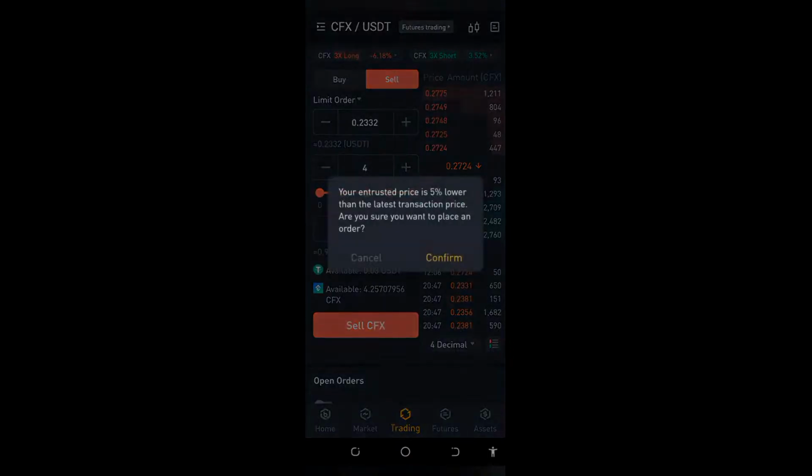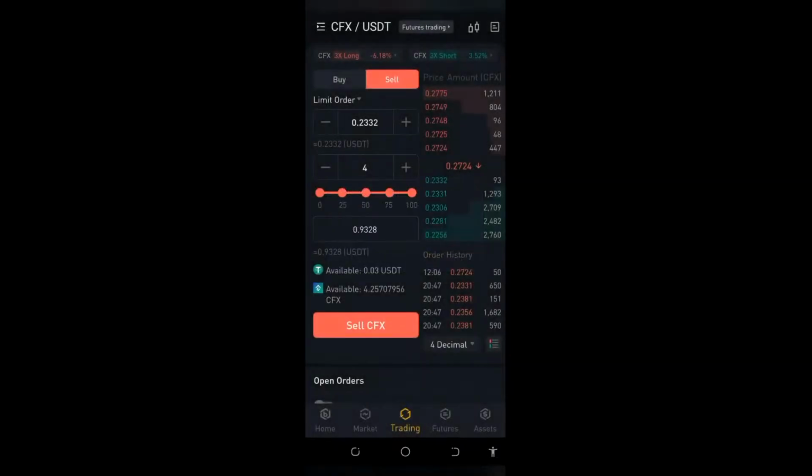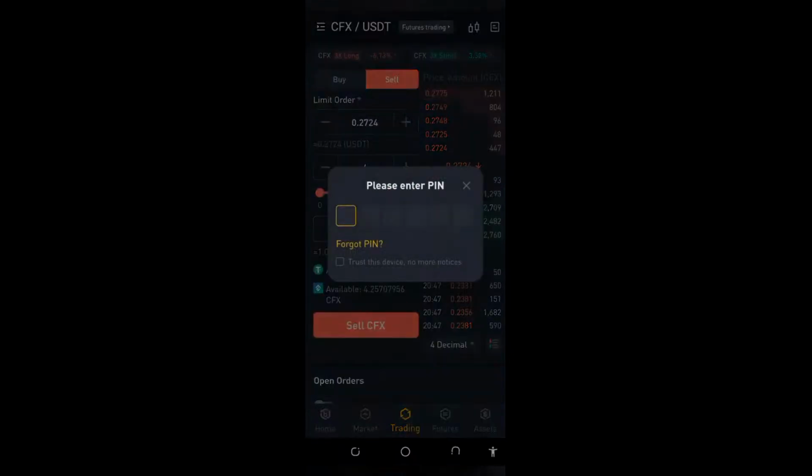So let's see whether this is going to go. Oh, what did it say? It said your entrusted price is 5% lower than the latest transaction price. Are you sure you want to place an order? But I don't want to place an order. Okay, it's true. Let me do the normal price, and then whenever it converts, I'll wait for it.